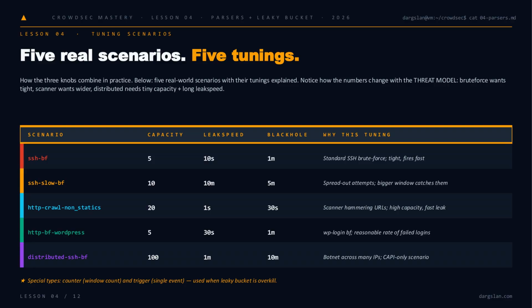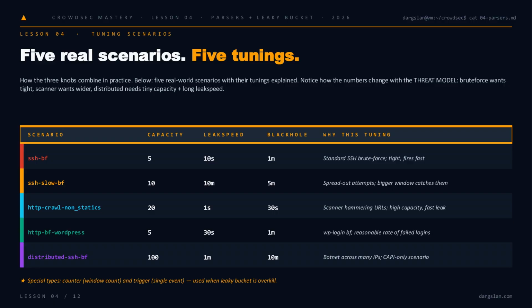Standard SSH BF is tight. 5 tries, 10 seconds apart, done. But SSH slow BF widens the window to 10 minutes because patient attackers drip 1 attempt at a time. The HTTP scanner case flips it. Capacity 20, leak every second, because crawlers genuinely hammer, and distributed SSH BF, capacity 100, leak over a minute.